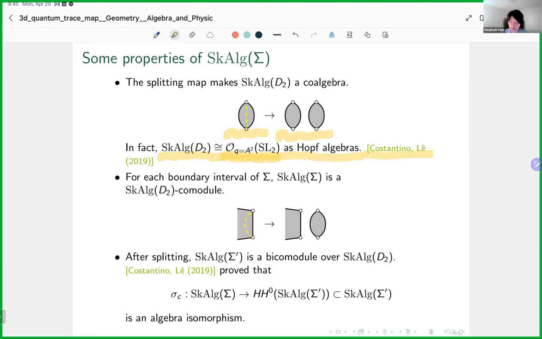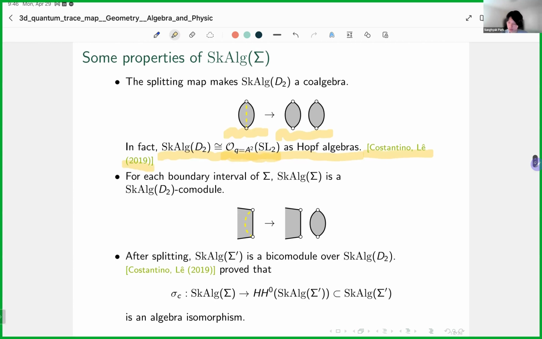This is something shown in Costantino–Lê, and I think it's a really nice way of thinking about the quantum group in terms of more concrete, more geometric objects like tangles. Okay, so we got interesting algebras out of stated skein algebras.